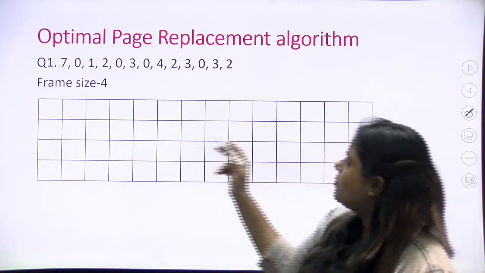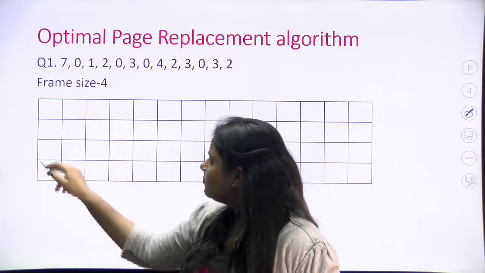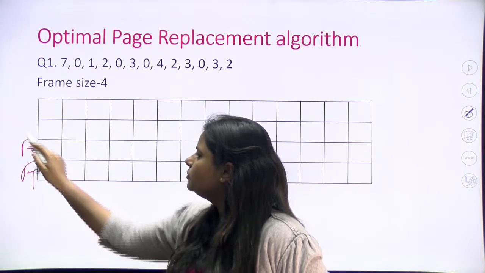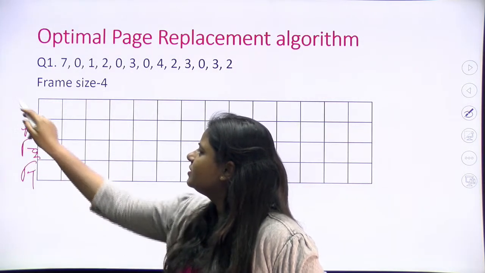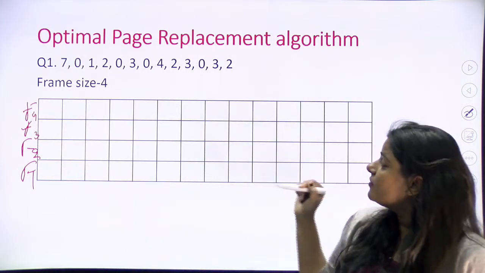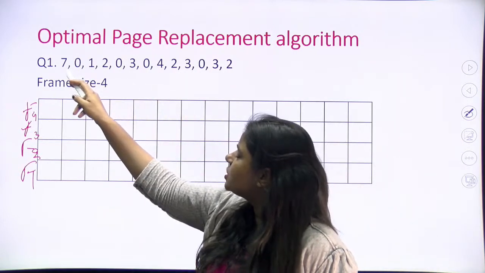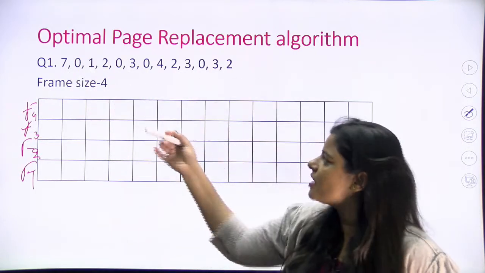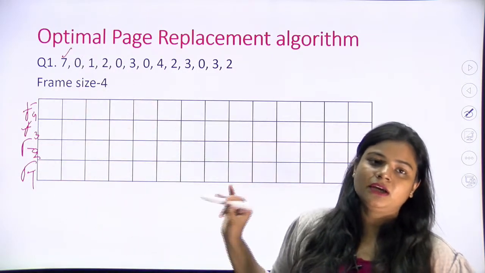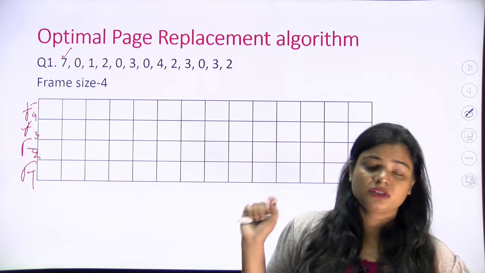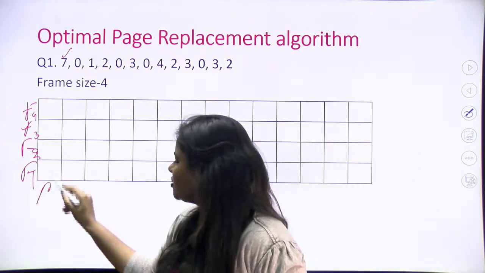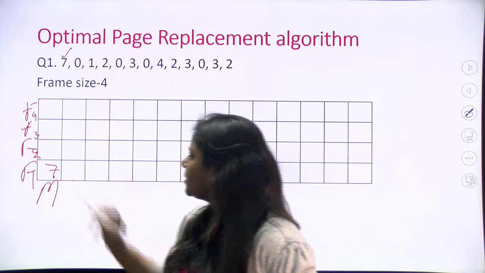Okay, let's start. First we have frame size 4: F1, F2, F3, F4. 4 frames are here. And we have a string of page sequence 7, 0, 1, 2 and so on. So first we have 7. Right now my main memory is completely empty. No page is residing inside the main memory. This situation we call a page fault or page miss. I will put 7 over here.